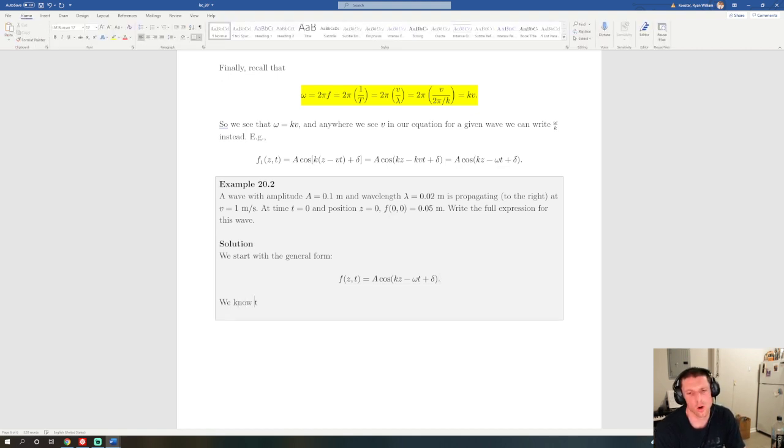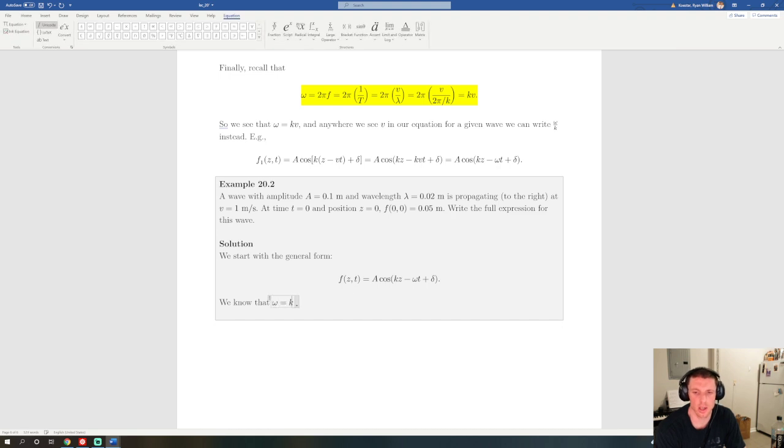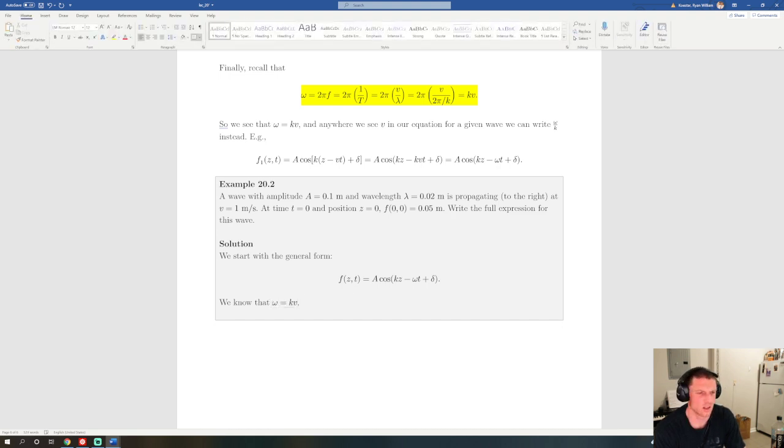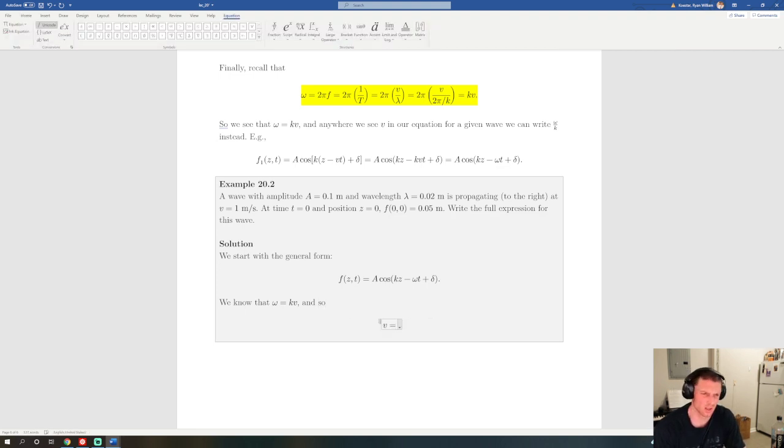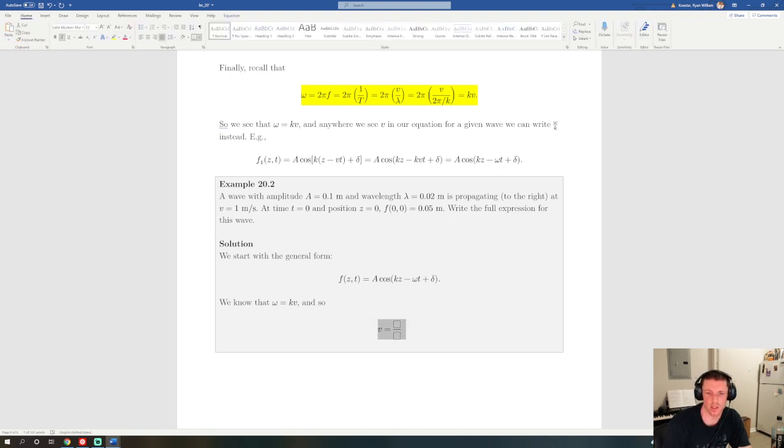So we know that omega equals kv. I don't think I need to substitute this way actually. I was going to do some algebra, but I don't think it's necessary. So if omega is kv, we can just write this as A cosine(kz, and now where we see omega, we just put kv, minus kvt plus delta). Cool. Okay, so we're getting somewhere.